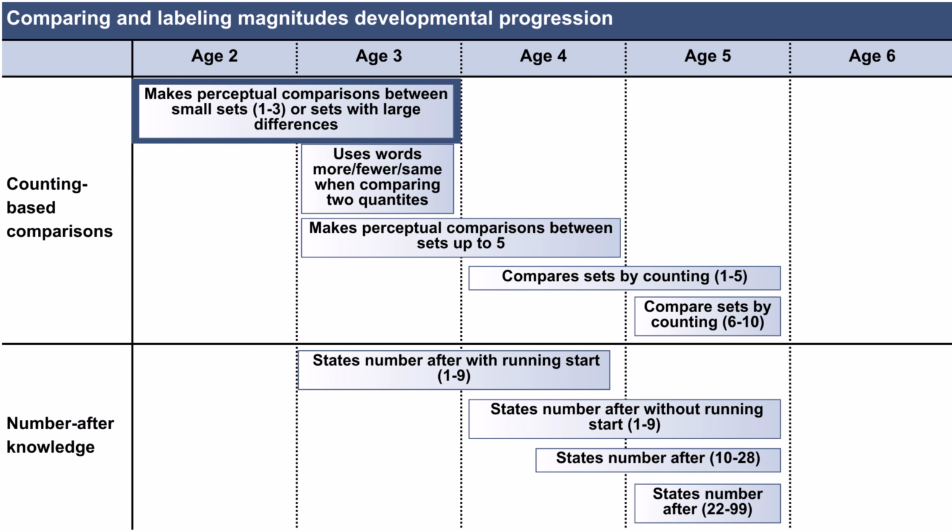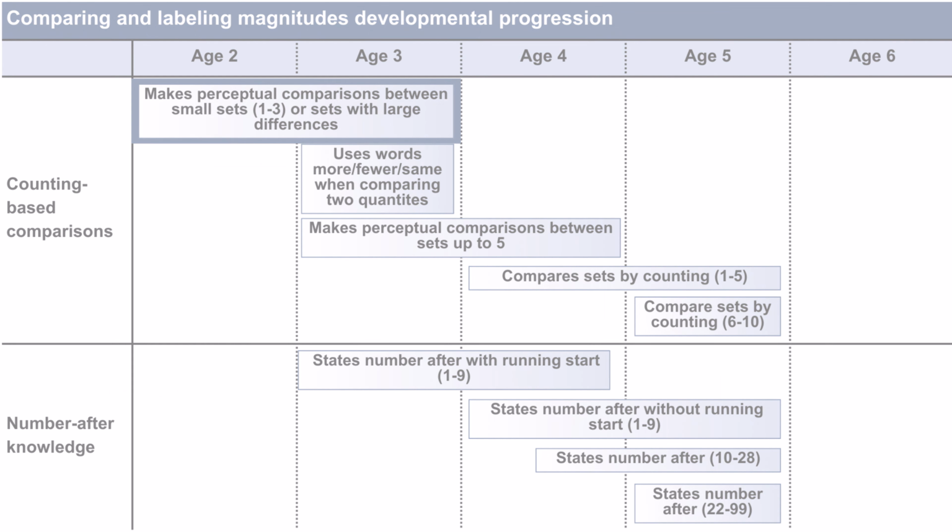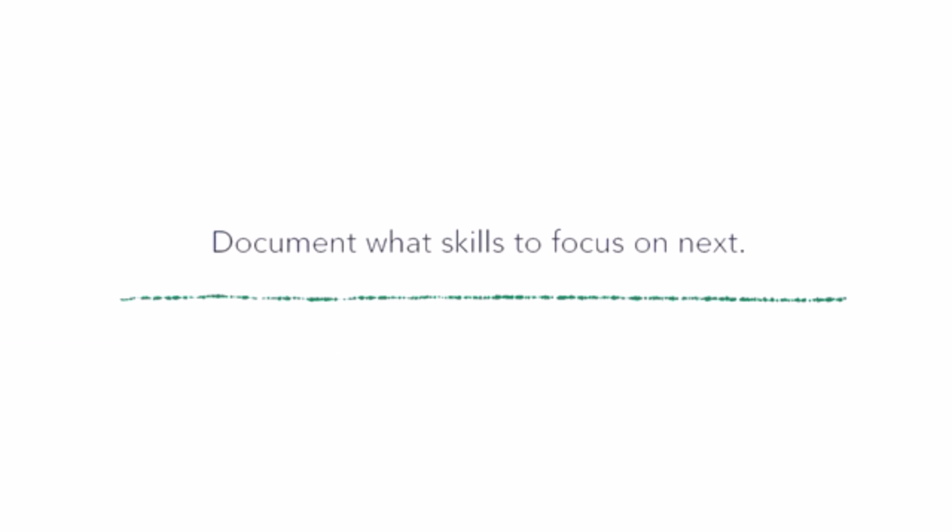Kiari's counting-based comparison skills fall within the first band of the progression. Because she is 4 years old, her skills fall outside the range expected for children her age. Based on your observation and the number and operations and comparing and labeling magnitudes developmental progressions, what should be the teacher's next step with Kiari? Pause this video and take a minute to summarize your observation in the space provided in the Teacher Learning Journal.